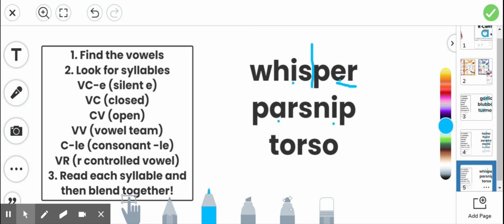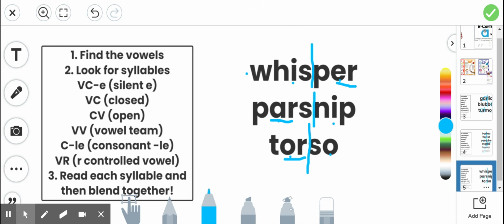A and I, AR is going to stay together. Separate our consonants. Pars, nip, parsnip. And we have O and O. This O has an R, so they will stay together. Torso. So we just did whisper, parsnip, and torso.